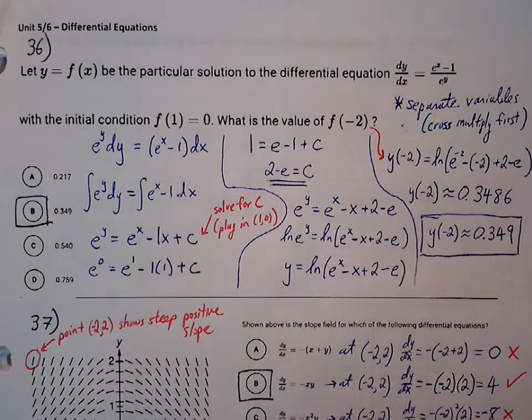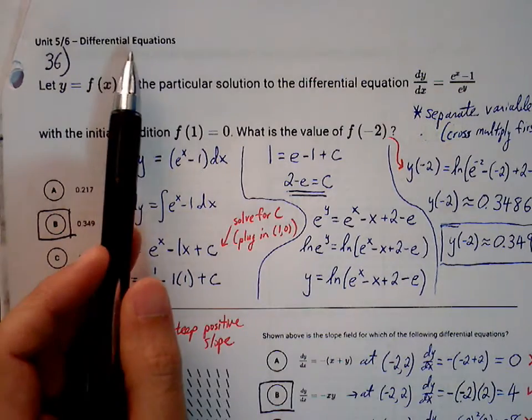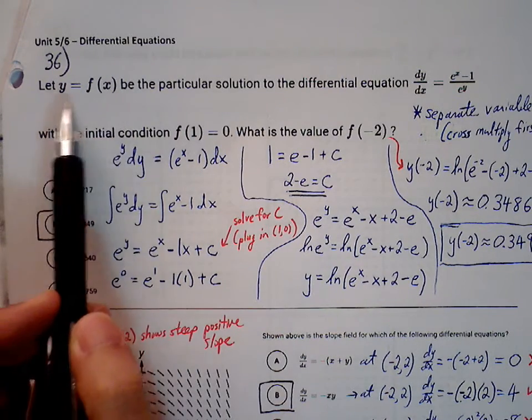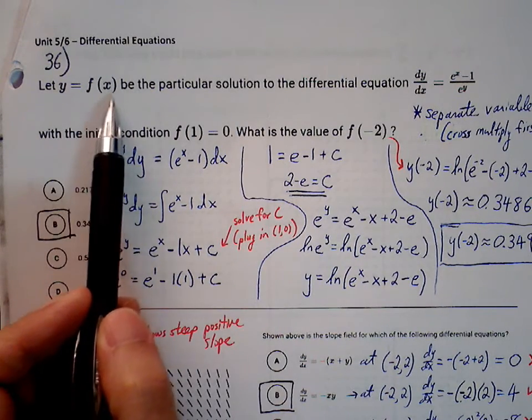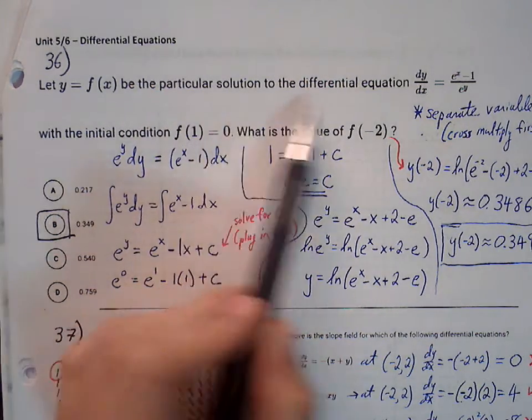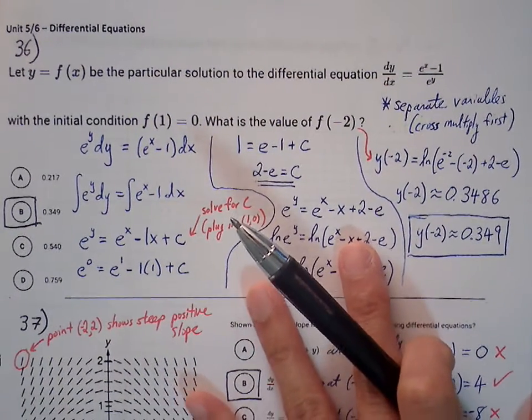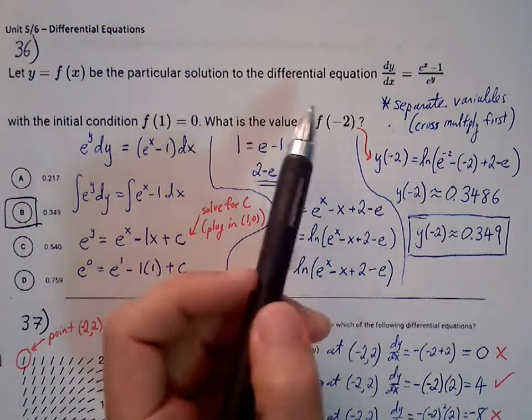Let's continue on with multiple choice review AB cumulative problems here. This is number 36. This is under differential equations. So we have our function f of x. It's going to represent the particular solution for the differential equation dy/dx equals e^x minus 1 over e^y.